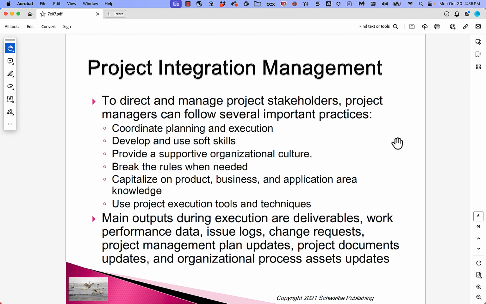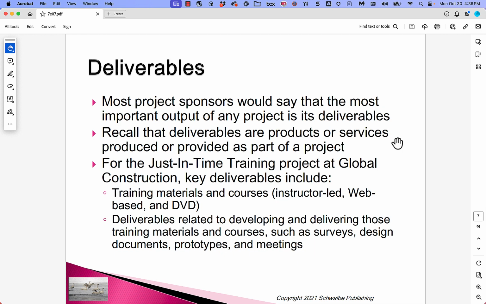The main outputs during execution are deliverables, work performance data, issue logs, those are helpful, change requests, project management plan updates, project documents updates, and organizational process assets updates. So the deliverables, okay? Most project sponsors would say that the most important output of any project is the deliverables. And here, I think we're talking about the deliverables in terms of the product or the service.